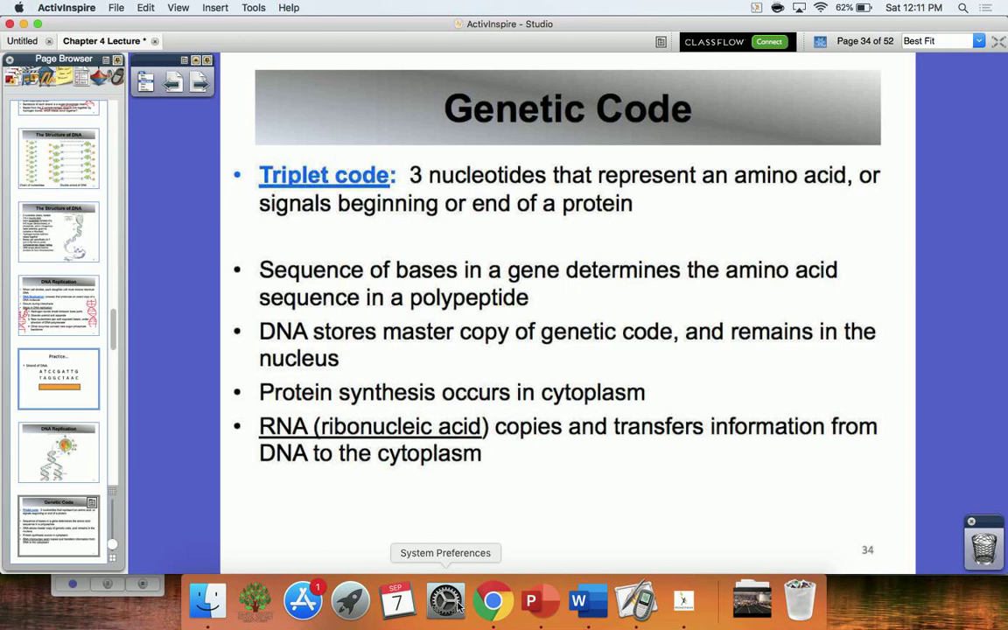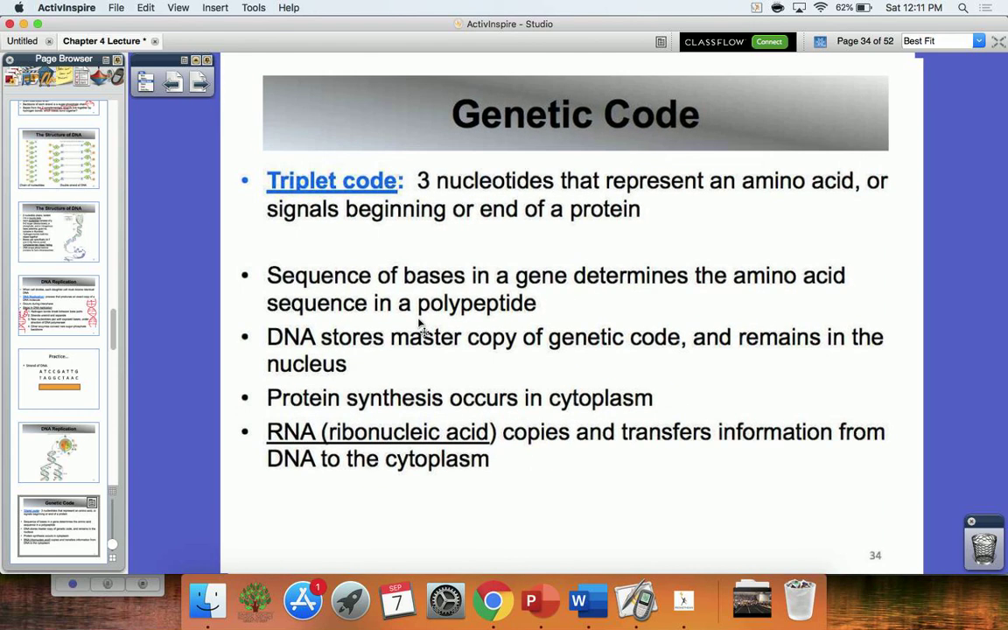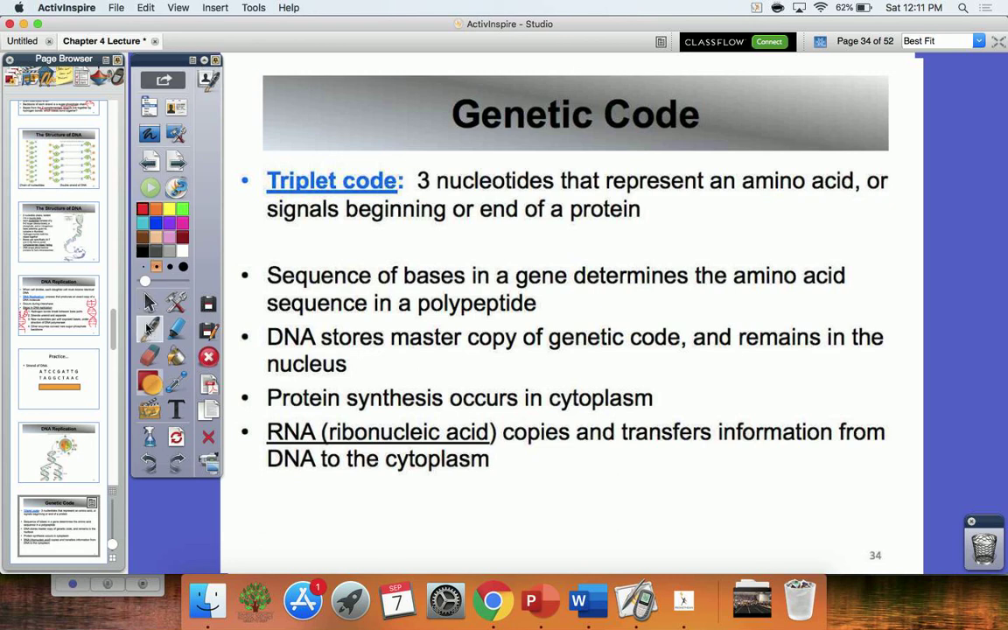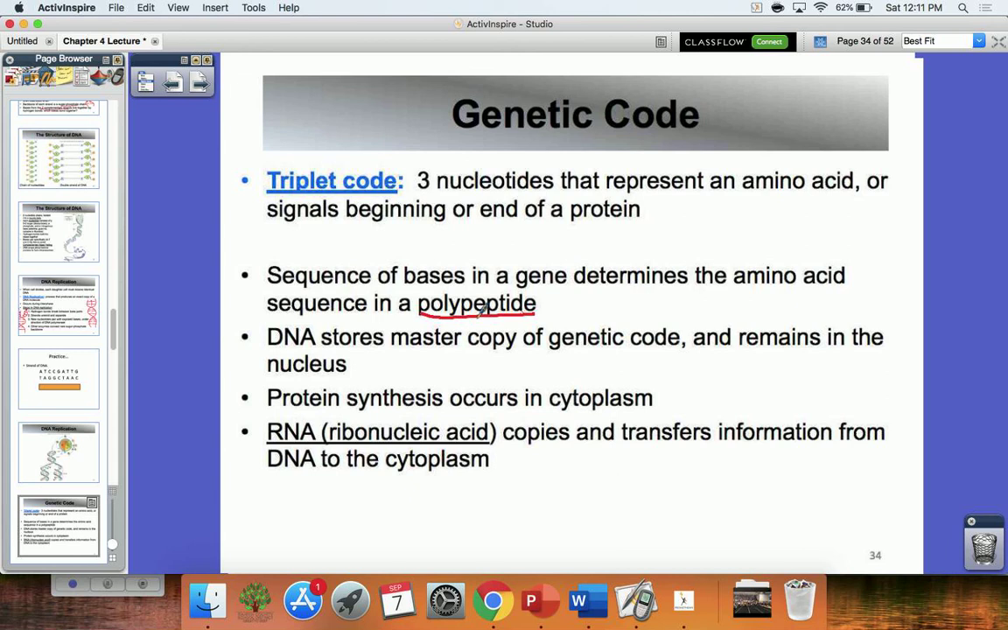So, in addition to that, we have something called a triplet code, which is basically triplet means three. We have three nucleotides that are together, and those three nucleotides are going to represent an amino acid. If you remember, an amino acid is the building block of a protein, and that's going to help to create proteins. Another term, not sure if I've said this before, but a polypeptide is just another word for a protein. Remember, peptide bonds are those that hold together amino acids. And so if you see polypeptide, that's just another name for a protein.